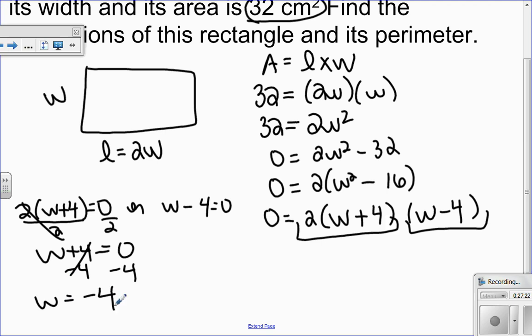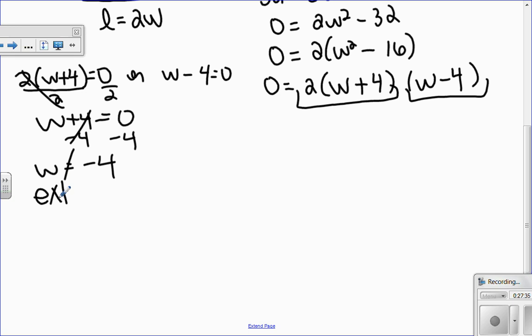Now, w is a width, and you can't have negative width. So while this is a solution to the quadratic, it's not a solution to our word problem. So w cannot equal -4. So what that means is this is an extraneous root, meaning it's a solution to the quadratic, but not to our original question, because measurement can't be negative. Okay, so let's go over here, add 4 to both sides, and w equals 4.